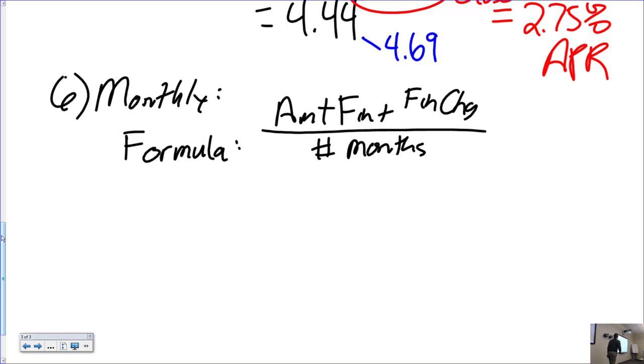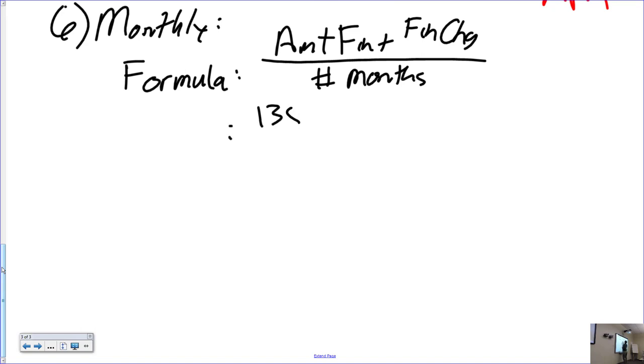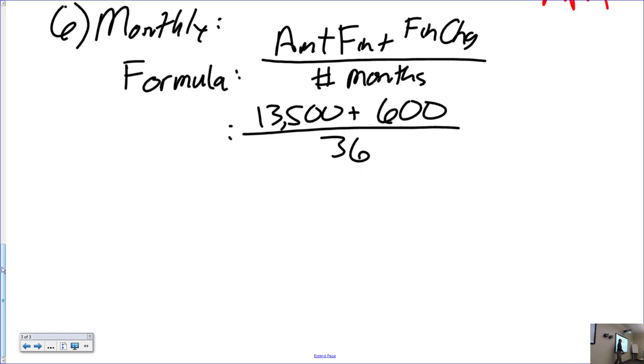So how much did we borrow? $13,500. How much interest are we going to pay? Sorry. $600. How many months are we going to pay this off in? 36. So divide that number by 36, right? And that should make sense to you, right? If you owe somebody $14,100 and have 36 months to pay it off, just divide it, and there you go.